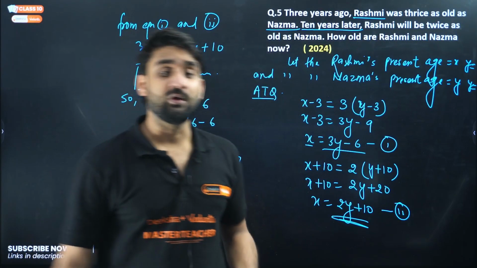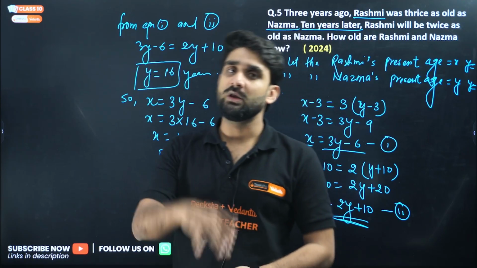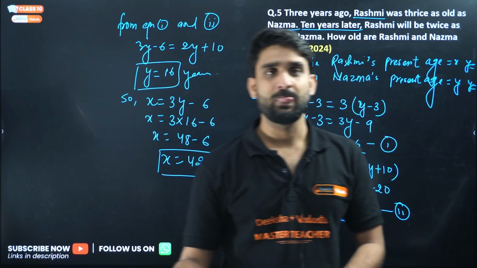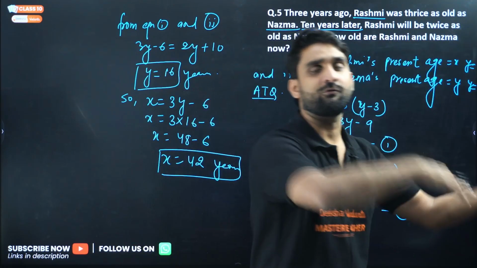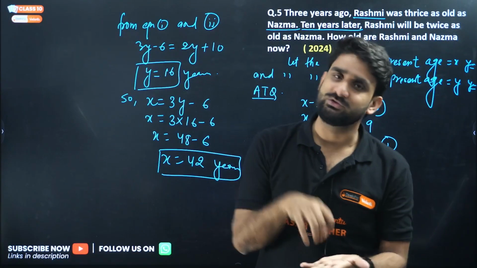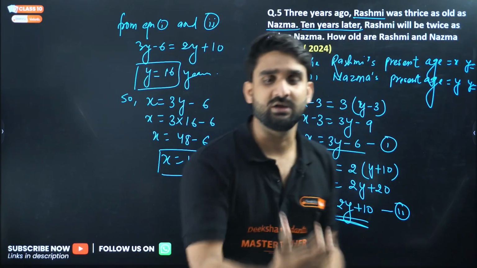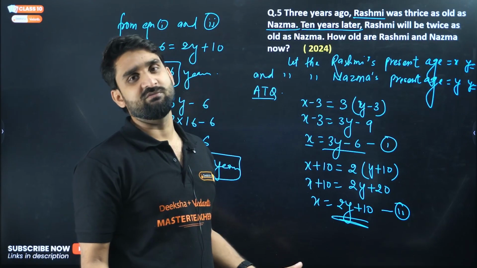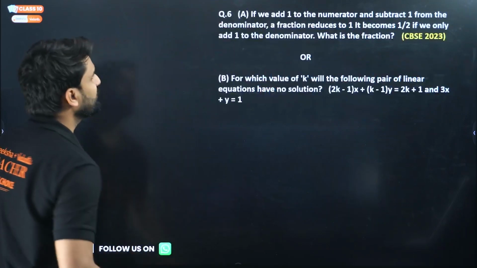So every time you find any question which is based on age, years, from now on, from, later, ago, whatever, first let the present age. Once you let the present age, you will be able to write the equation, and once you make the equation comfortably, you can solve the question. Let's move to the second question.